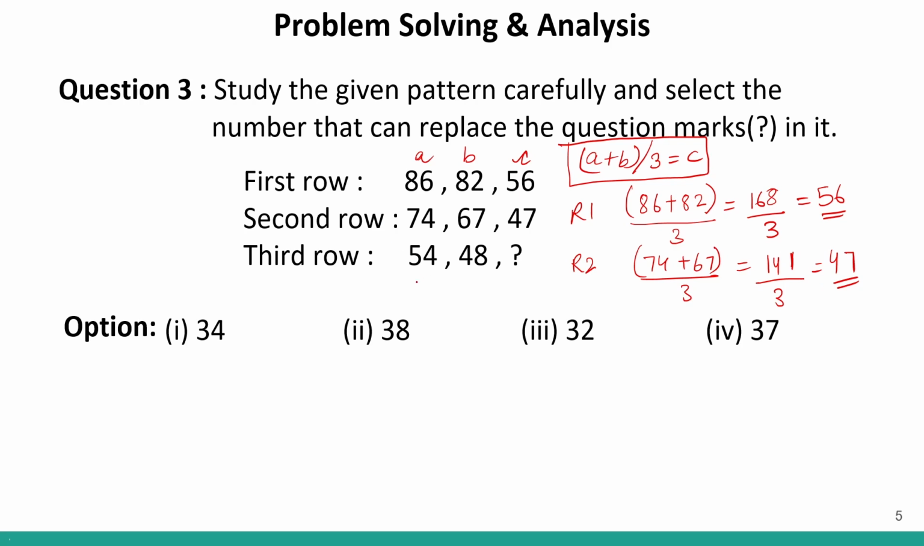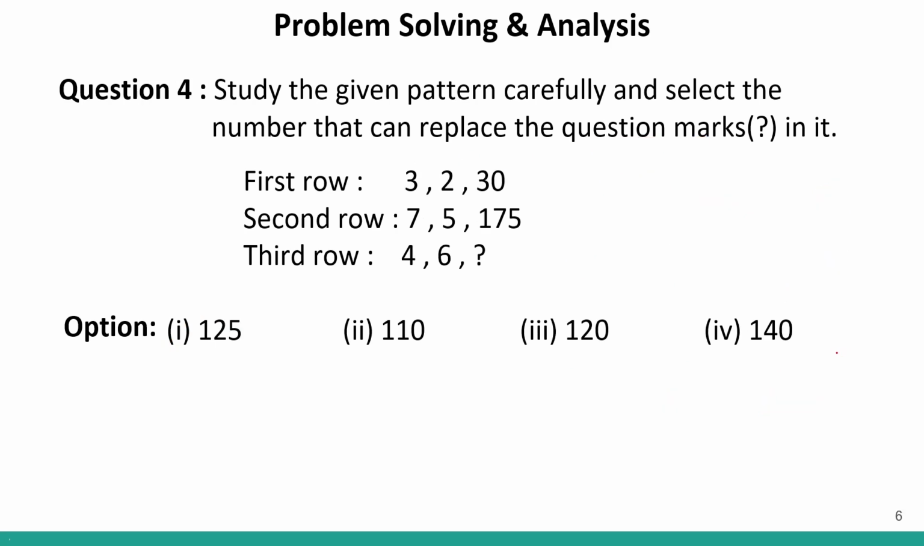So similarly we'll do for row 3. For row 3, it will be 54 plus 48 divided by 3. So this will be how much? This will be 102. Okay, and this is 3. So 3, 3 and 4. So 34 will be your answer and 34 is given in option number 1. So option number 1 is your correct answer to question number 3. Okay. Now, this is the solution. Let us move on to question number 4.